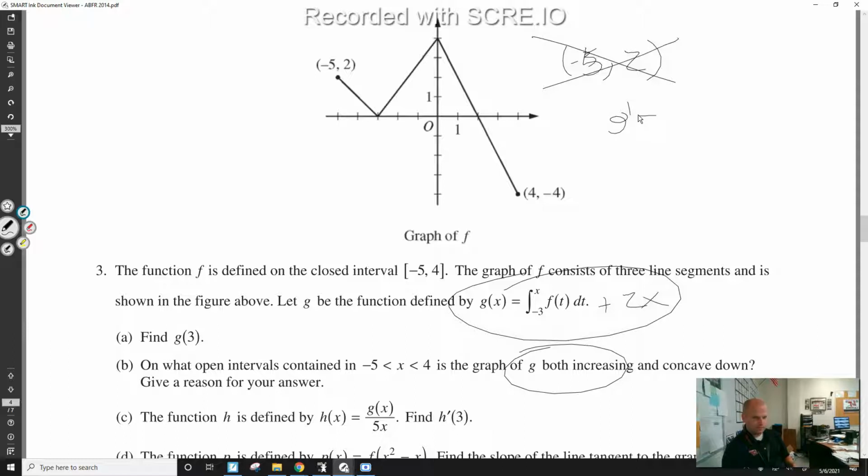Things change. G prime is F plus 2. What does that mean? You could take this graph of F, shift it up 2, and that's what you need to look at. Or we look at when signs change, right? That's when F equals -2.